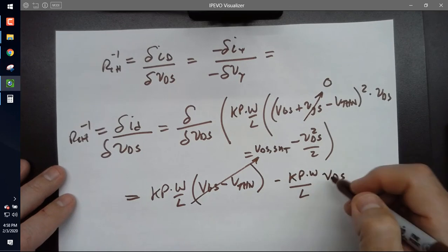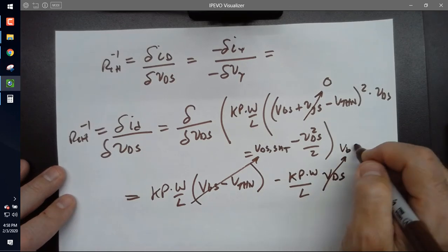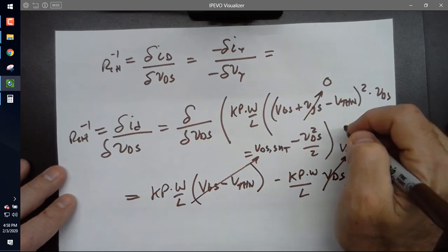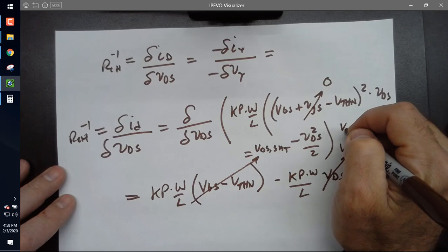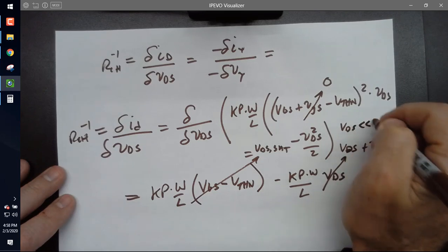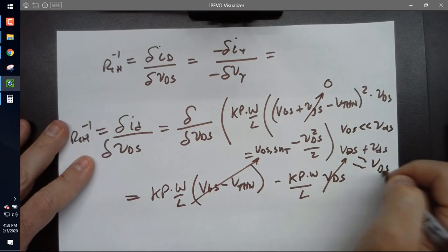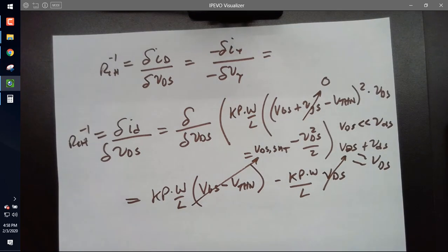Okay, but what is VDS? That's equal to this plus this, which for the DS much less than VDS, this is approximately a VDS. And what was that approximation I just made? Called small signal approximation. Small signal approximation.